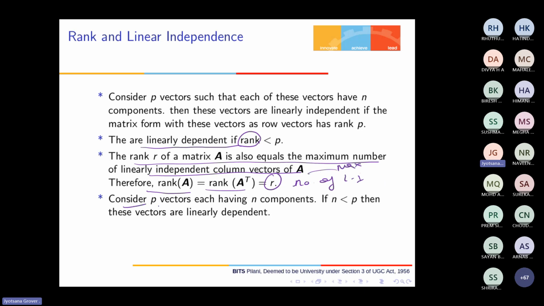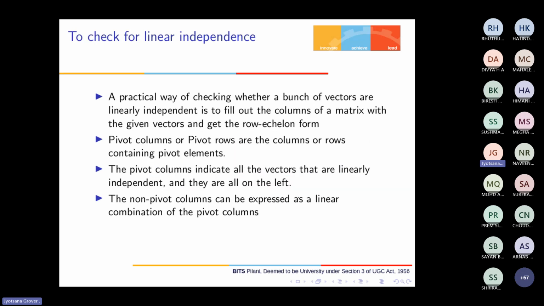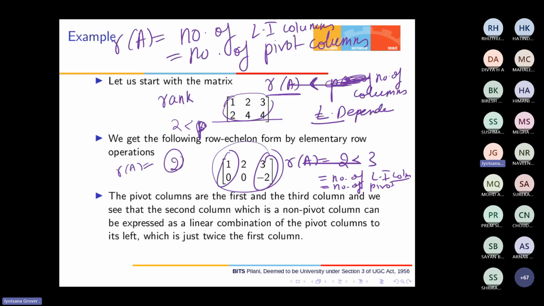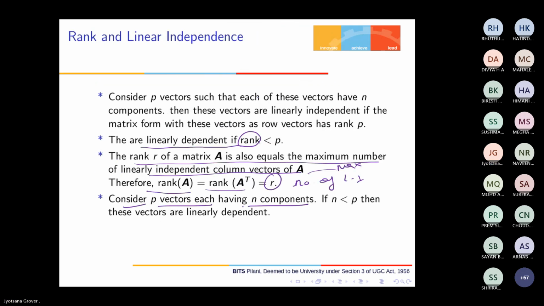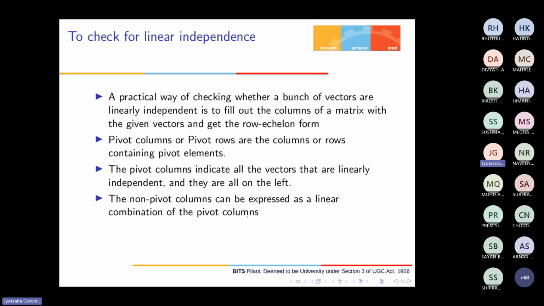So consider P vectors, each of them having n components. Likewise, here are 3 vectors, each of them having 2 components. If n is less than P, each vector has 2 components, and 2 is less than the number of vectors, 3, then the vectors are linearly dependent. So we'll do one more problem.